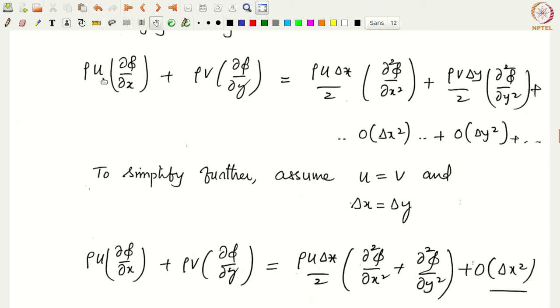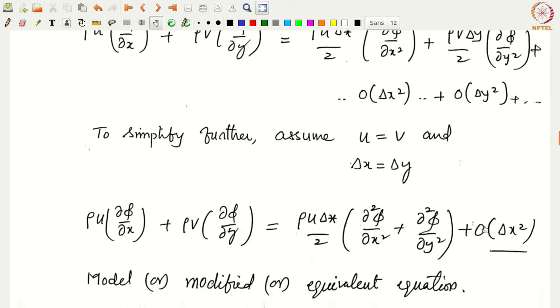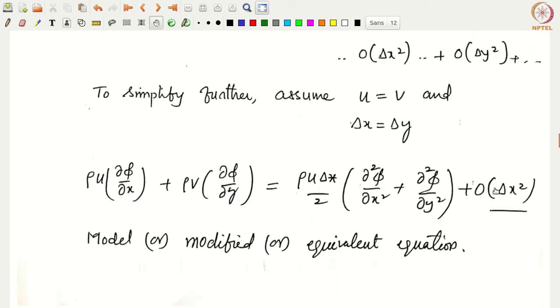All right, then we can write this equation as rho u partial phi partial x plus rho v partial phi partial y equals, because these two terms, rho u delta x by 2 and rho v delta y by 2, are now one and the same, because u equals v and delta x equals delta y, I can combine these two quantities and write this as rho u delta x by 2 times partial square phi by partial x square plus partial square phi by partial y square, plus order delta x square. Alright, so this equation is what we call the modified equation.